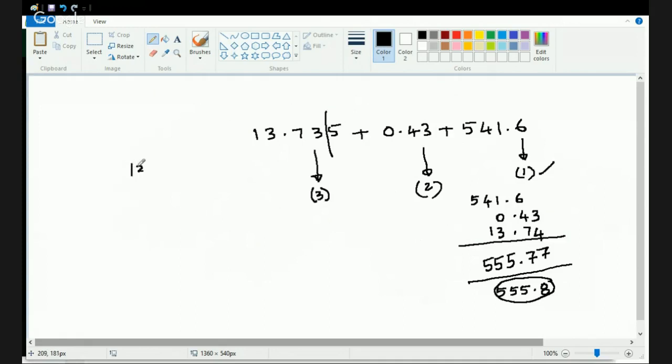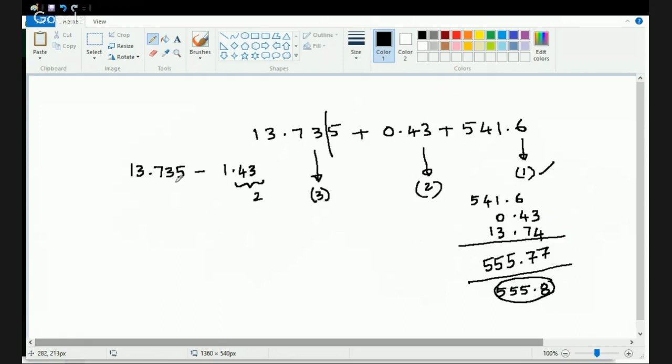Same methodology you have to follow in case of subtraction also. Say you are asked to subtract 13.735 minus 1.43. Then what are you going to do? It is subtraction. After decimal, how many digits are there here? Significant figures 2. You must go for putting the other also with 2 plus 1.